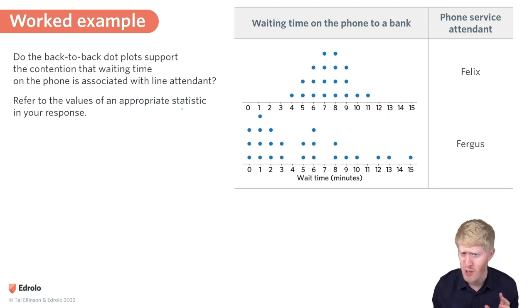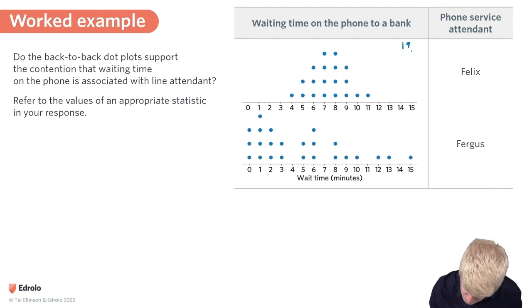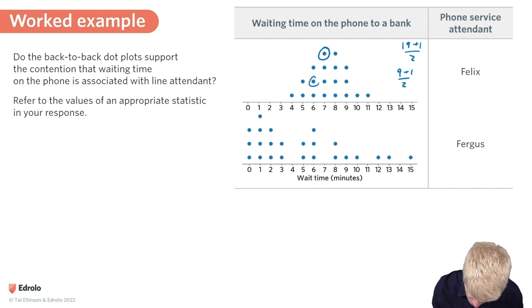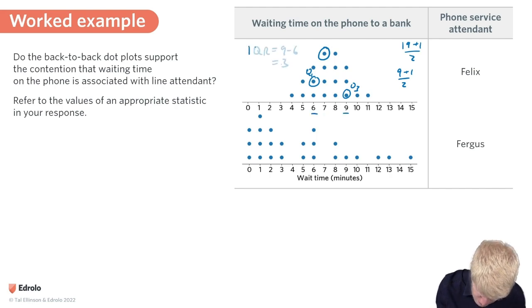I'll do this a little bit quickly because you've seen it in a previous lesson. Our top chart has 19 points. 19 plus 1 over 2 is 20 over 2, which is 10. So the 10th point is our median. Then there's 9 on either side of the median. So 9 plus 1 over 2 is 5. That's the 5th point. So Q1 is there. And then I'm going to go 5 here, and that's Q3. So interquartile range is 9 minus 6, which is 3.